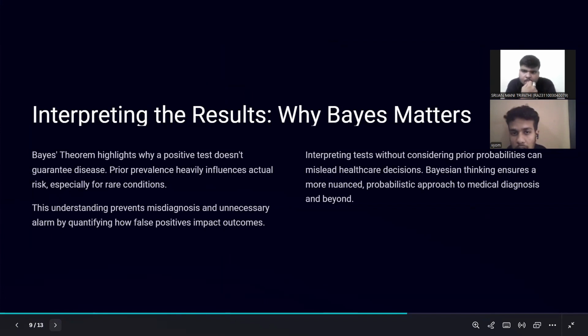The prior prevalence heavily influences actual risk, especially for rare conditions such as chronic illness and many such examples. This understanding prevents misdiagnosis and unnecessary alarms by quantifying how false positives impact outcomes. As we mentioned earlier, there is a 16.1% rate that the disease is present in the posterior result. This can help the patients not being alarmed falsely.